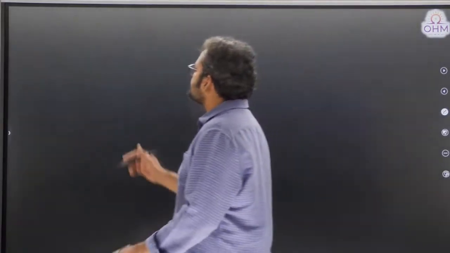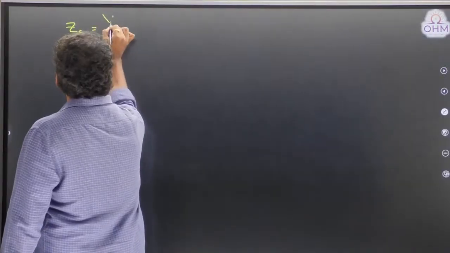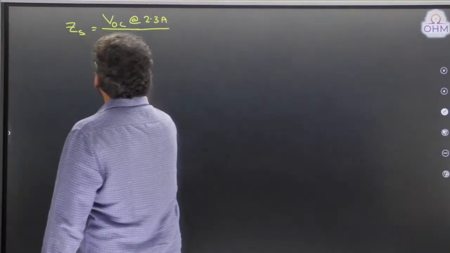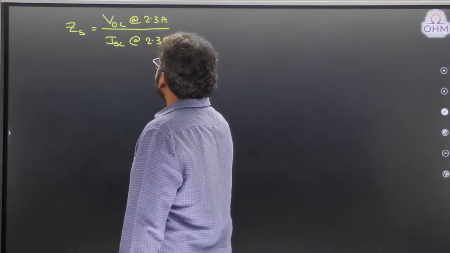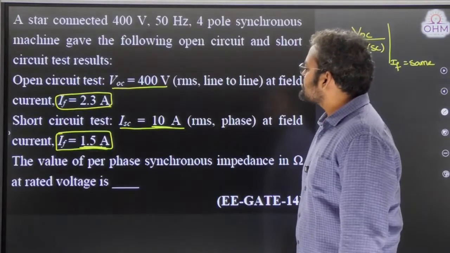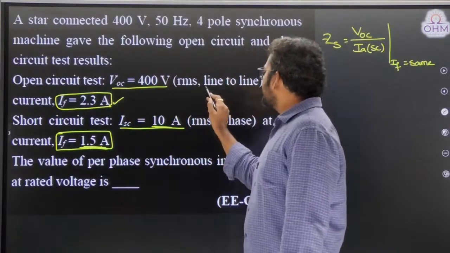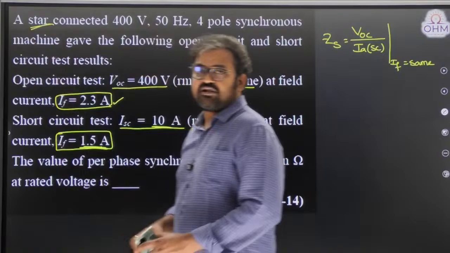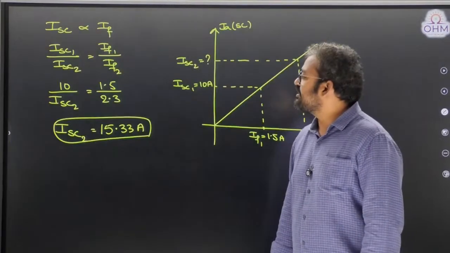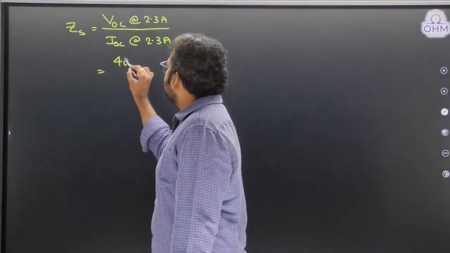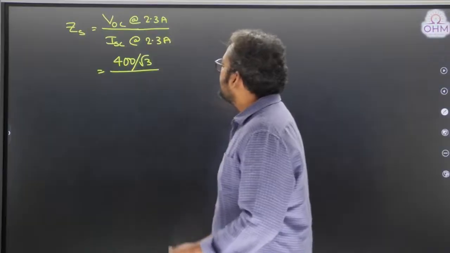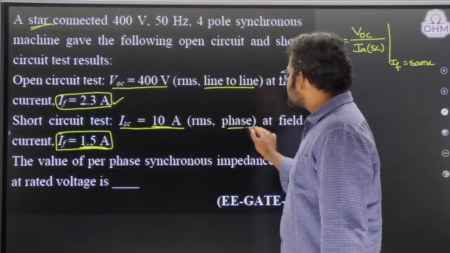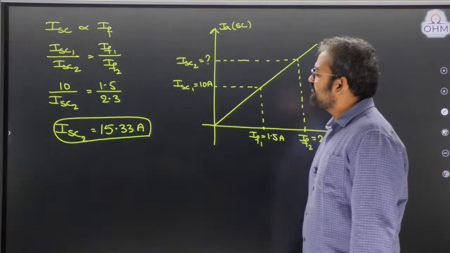Now I know the open circuit voltage and short circuit current at the same field current. So I can calculate ZS. What is the formula for ZS? ZS is equal to the open circuit voltage at 2.3 ampere of field current divided by the short circuit current at the same 2.3 ampere of field current. What is the open circuit voltage at 2.3 ampere of field current? 400. Remember, that is line to line voltage. But we have to use phase voltage only. As the machine is star connected, phase voltage will be equal to line voltage divided by root 3. Therefore, it is 400 divided by root 3, divided by the short circuit current at 2.3 ampere of field current, 15.33. Remember, it's a phase current directly given, all right? So 400 by root 3 divided by 15.33.